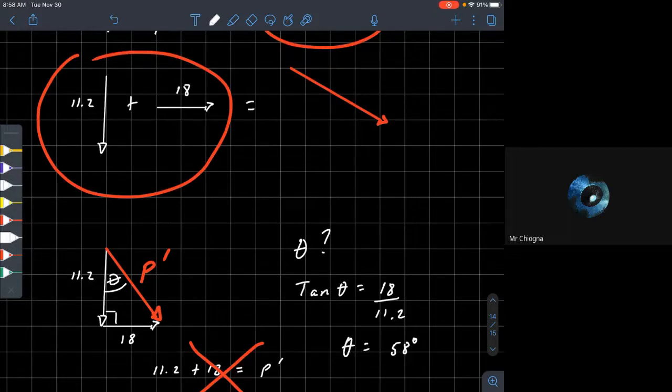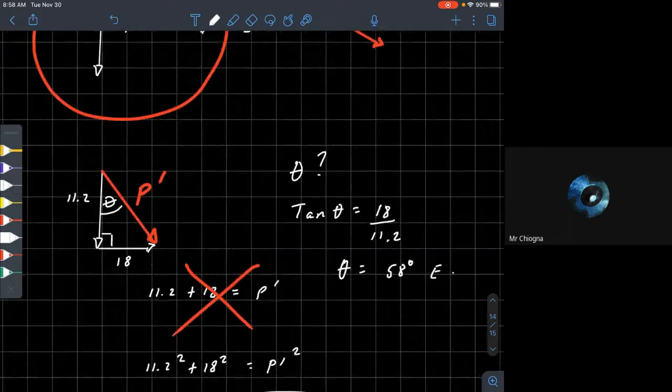So it's east of what? It's tilted to the east. East of, which way is this point? South. Okay. So east of south. Yeah. You see the difference now.